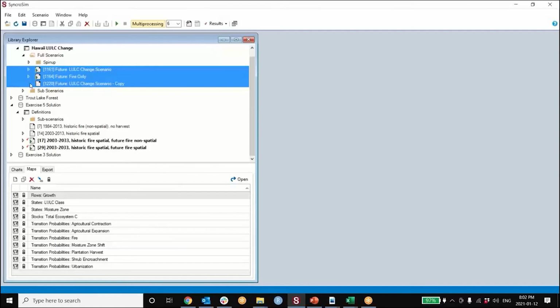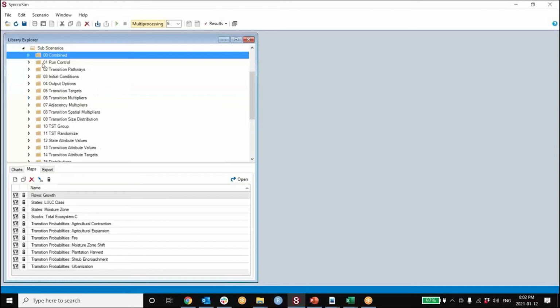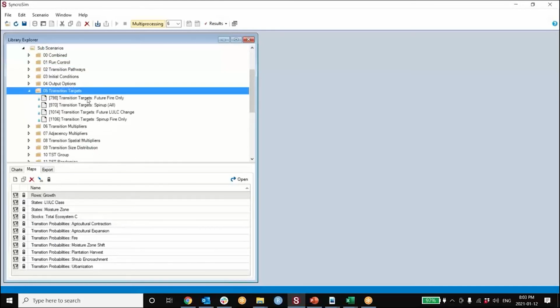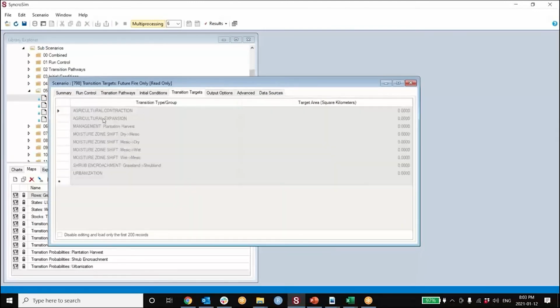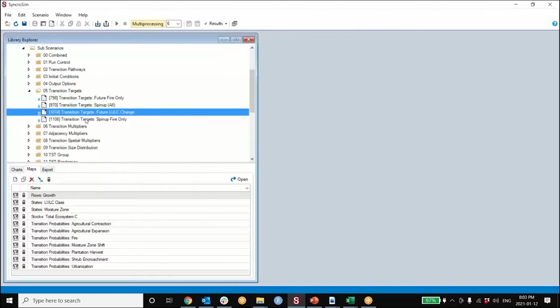But the idea is that we create these sub-scenarios, and this is our convention. We create a subfolder for each of the possible inputs. So under run control, we might have a half dozen different ways that we control run control. And let's just take a look at, say, targets. Each one of these scenarios has a different set of targets, but if I open it, it only has values for targets, right? So that's one set of assumptions for targets. There's another one, with fire only, with whatever they are.